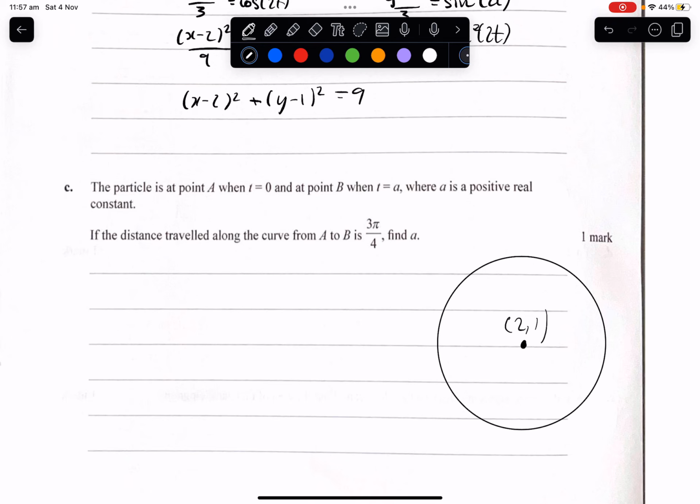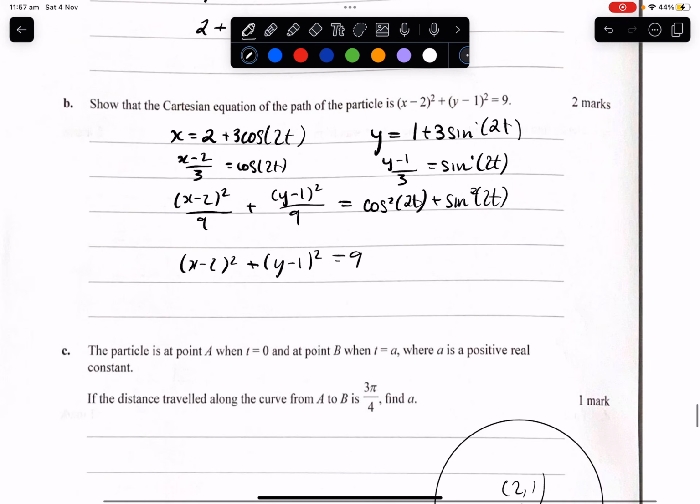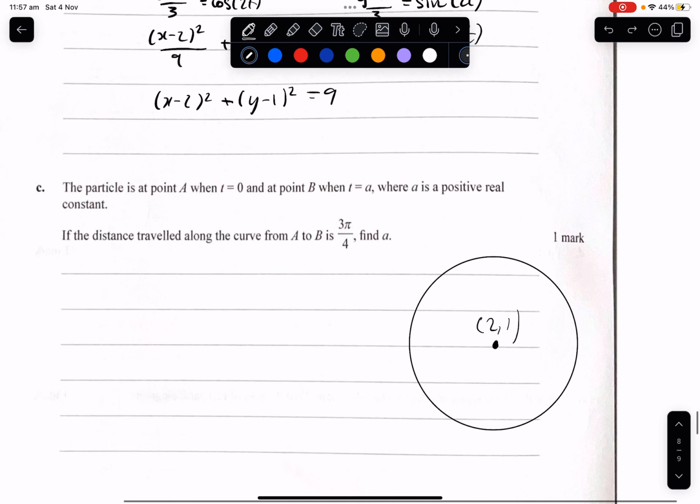Now, where does it start? Where t is 0? When t is 0, x is equal to 2 plus 3 cos of 0, which is 2 plus 3, which is 5. So that must be over here, because the radius is 3. So t is equal to 0 is here. Now, 3 pi on 4, it's travelled 3 pi on 4 units.